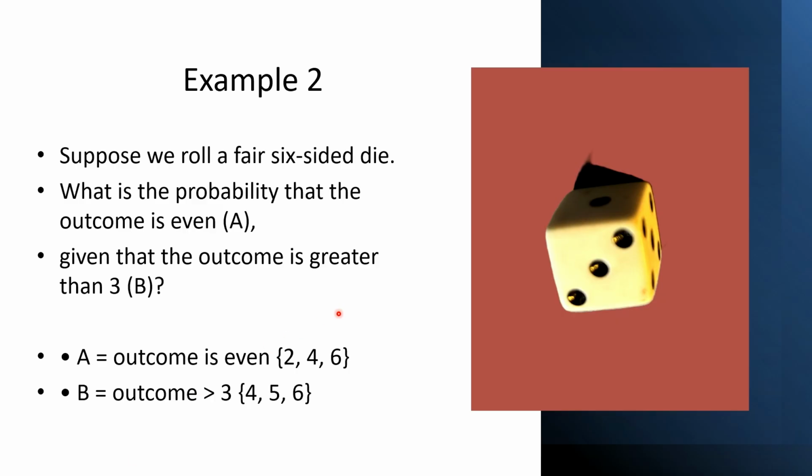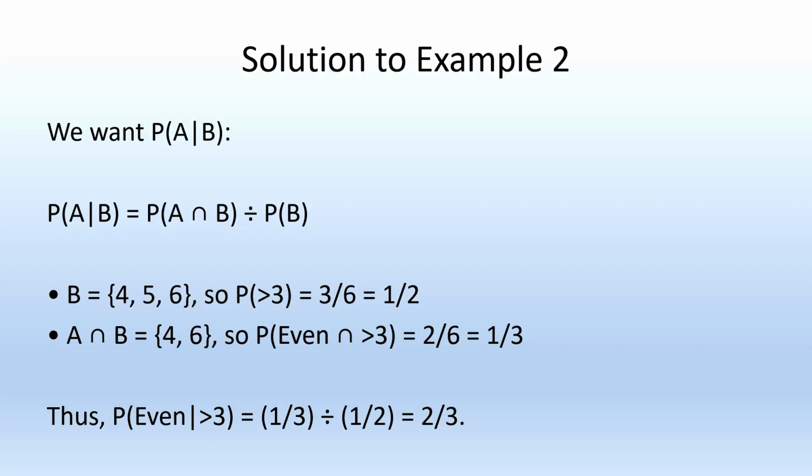Now let's look at another example. Suppose we roll a fair 6-sided die. Here's our die. And what is the probability that an outcome is even? So that's going to be our even numbers. So event A is 2, 4, or 6. Event B, given that the outcome is greater than 3. So the numbers that could come up would be 4, 5, and 6. So this is event A, we get an even number showing. Event B, the number is greater than 3. So what we want to know is the probability of A given B.